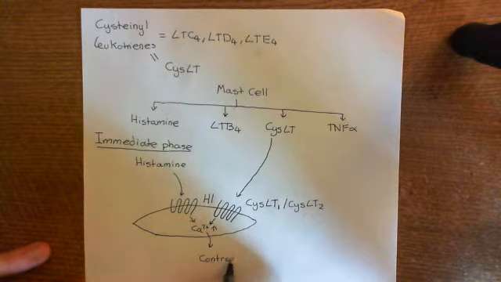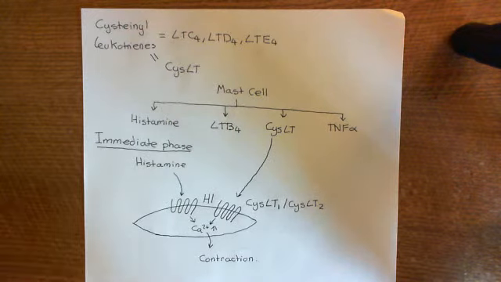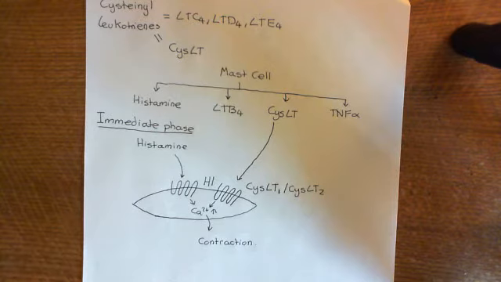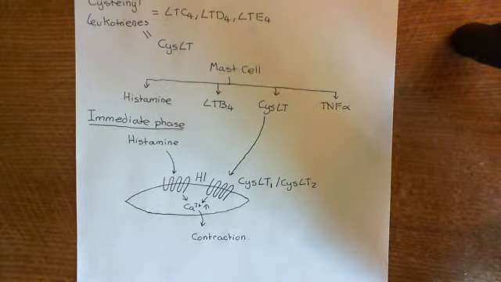Okay, and we discussed that when you get contraction of these smooth muscle cells, what that is going to lead to is the constriction of those smooth muscle cell rings that surround the bronchus. And when these rings of smooth muscle cells constrict, that's going to cause constriction of the whole bronchus and the lumen of the bronchus, and that's going to narrow the airways, basically. Okay, so that's part of the immediate phase of the asthmatic attack.